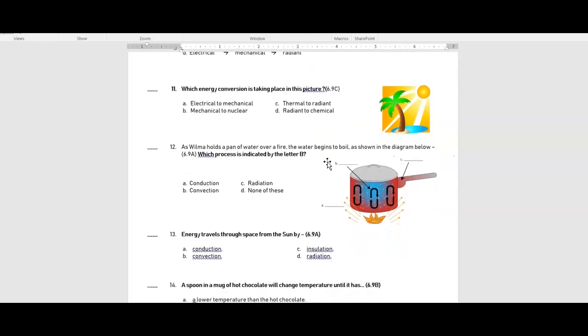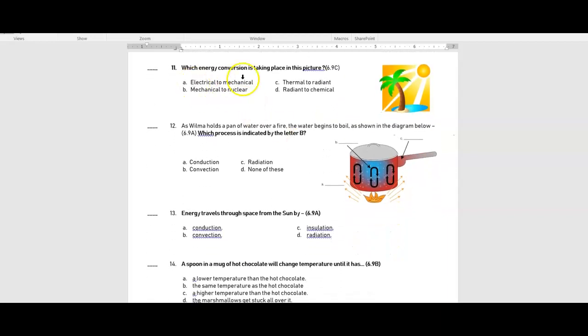Okay, number 11. Which energy conversion is taking place in this picture? So we have the sun shining down on the plant. Electrical to mechanical, mechanical to nuclear, thermal to radiant, or radiant to chemical.